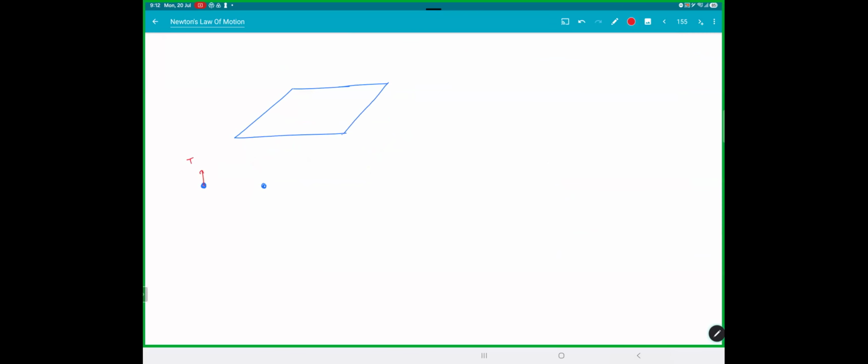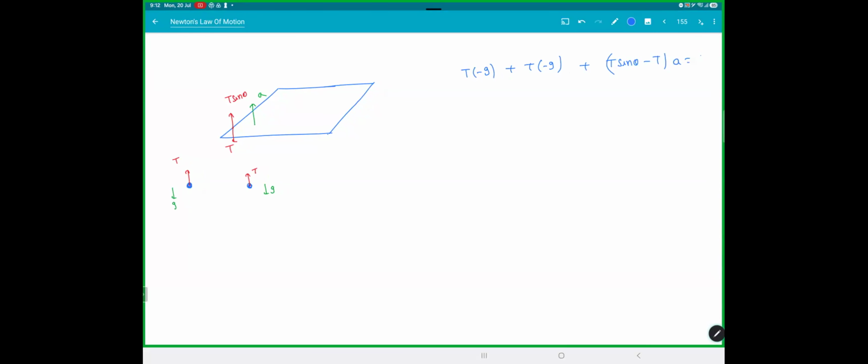So tension. Initially, everything is at rest. And this guy, the tension is T sin theta. And tension is T. And this guy is falling with g. This guy is falling with g. I'll assume this guy is going up with acceleration a. Power method. So T into minus g plus T into minus g plus T sin theta minus T into acceleration must be zero. If initially you had no velocity, if you initially had velocity, this would have been wrong. Initial velocity is zero, so it works out. Technically, you should take the velocities and differentiate.